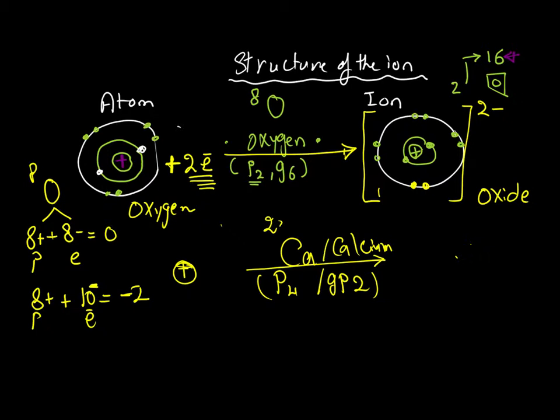Here we don't need to draw the 2 shells or the 3 shells or 4 shells. It's enough just to draw the electrons in the outer shell. So I will draw the 2 electrons that were in the outer shell and write calcium. So calcium has 2 electrons in outer shell.